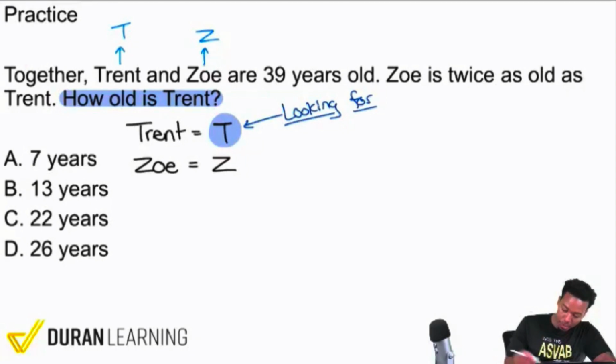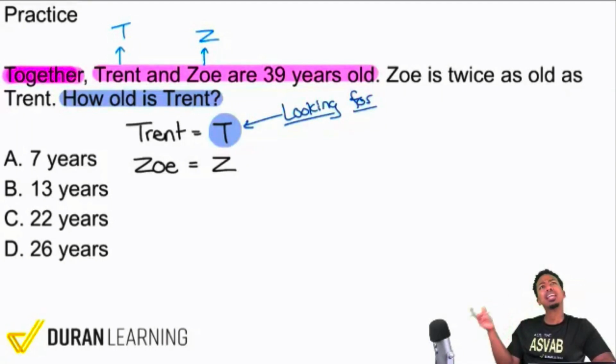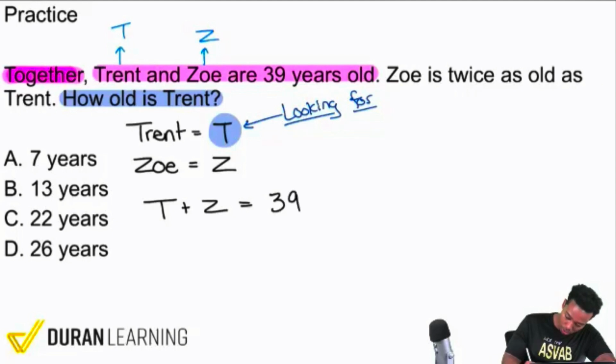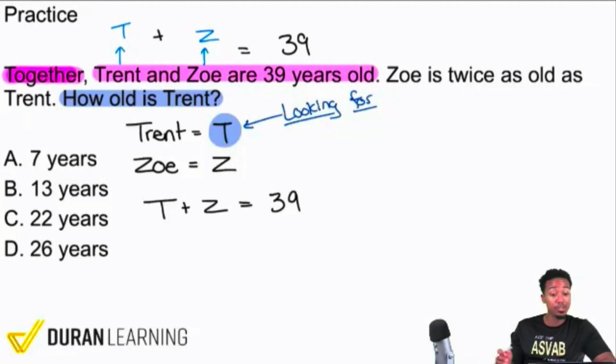So together, let's just focus on one sentence at a time here. Together, Trent and Zoe are 39 years old. Together, everybody, the word together, what does that mean? Add, subtract, multiply, divide, powers, quotient. What is it? Yeah, together. Together, these two people's ages, you're adding their ages together. So what that means for the first sentence, does that not mean that Trent plus Zoe equals 39 years old? Is that not the case right there? Trent plus Zoe equals 39.